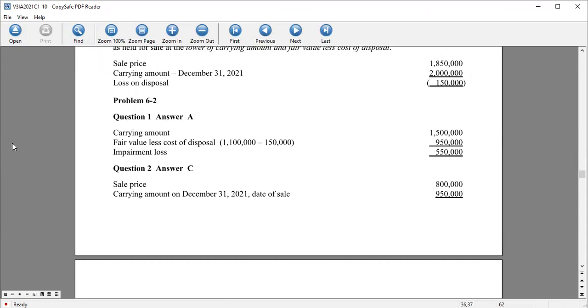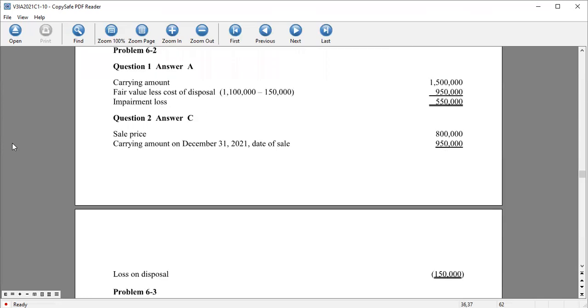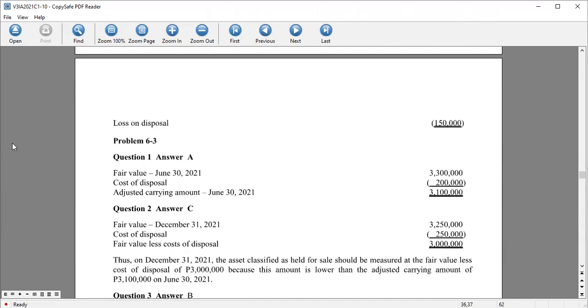Then 6.2, we have two requirements. Number 1, what amount should be reported as impairment loss? So we have now the carrying amount, fair value less cost of disposal. We have the impairment loss of 550,000 to answer question 1. And question number 2, the answer is C. That's for 150,000, the loss on disposal.